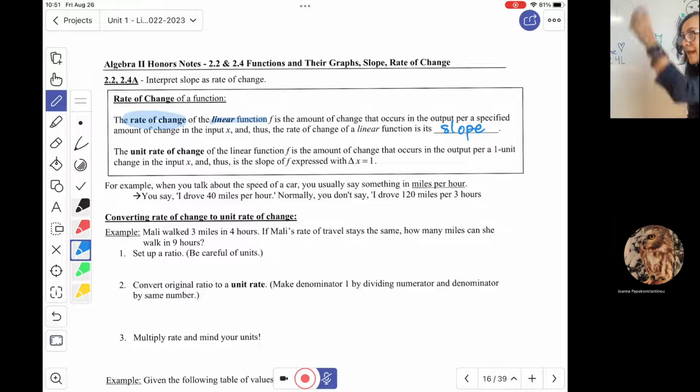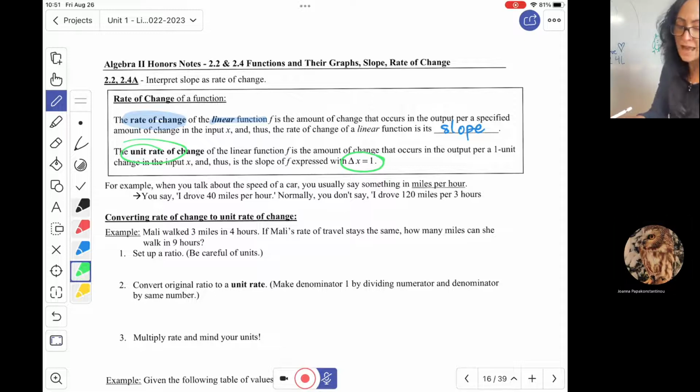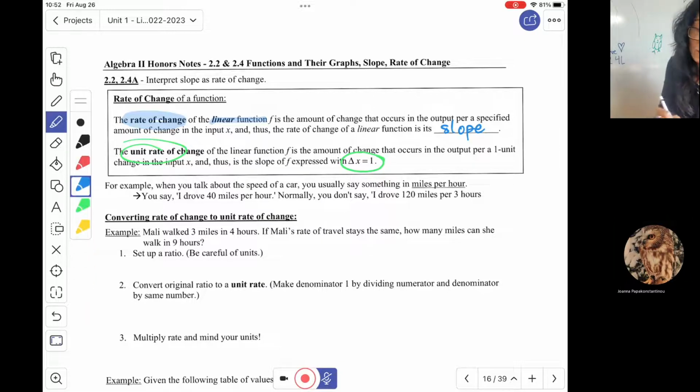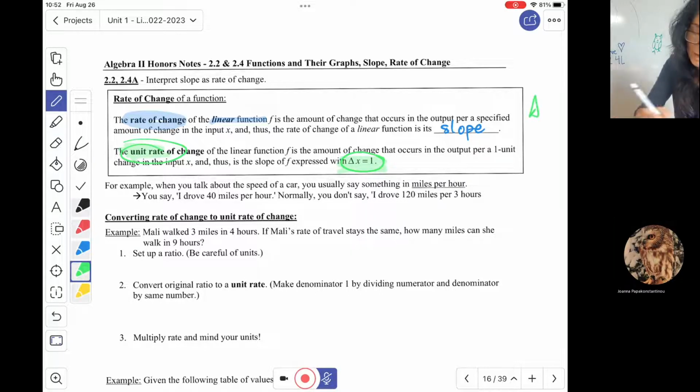Now, for a rate of change, we can have any change in y over any change of x. There's no specification on what the length of change of x in the denominator needs to be. However, if we are talking about unit rate of change, then that difference in the denominator of our input values has to be 1. Hence the name unit rate of change. So while this is change of y over change of x with any change of x, for unit rate of change, the change of x has to be 1.